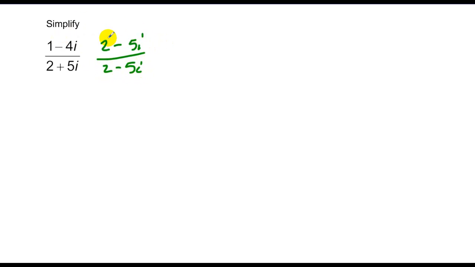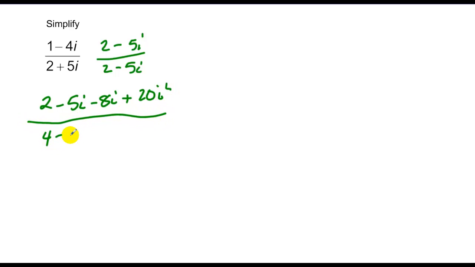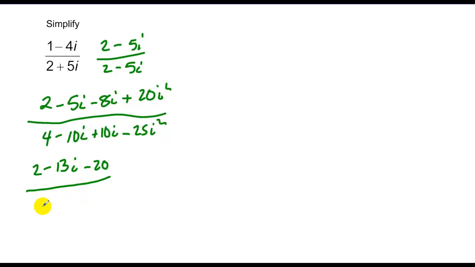I'm going to have to FOIL both of these, so on top I have 2 minus 5I minus 8I plus 20I squared, over 4 minus 10I plus 10I minus 25I squared. I end up with 2 minus 13I minus 20, because I squared is negative 1, over 4 plus 25, because negative 25 times negative 1 is positive 25. Cleaning this up gives me negative 17 minus 13I over 29, and there we have it.